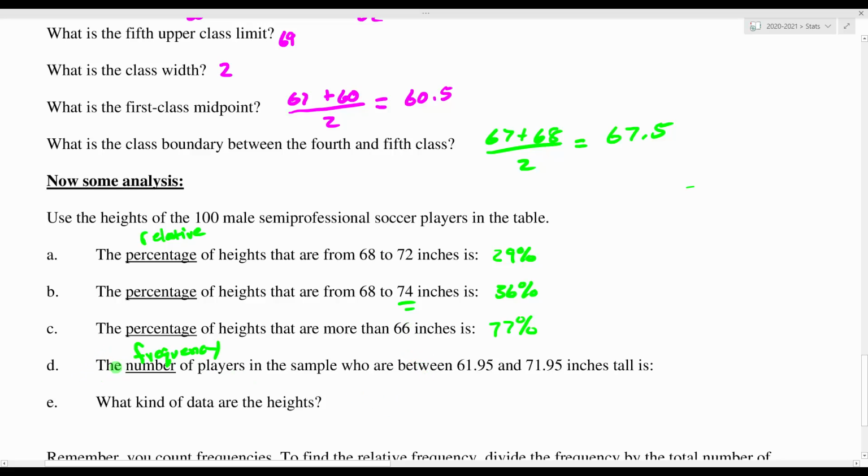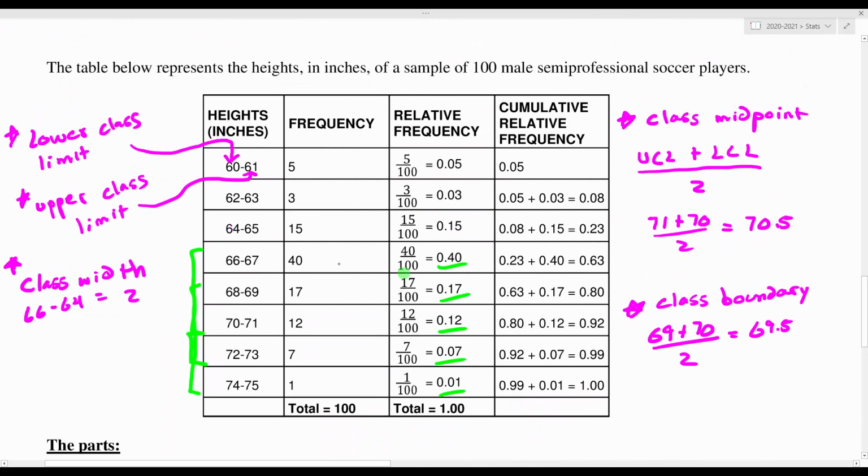All right, so continuing on here, so notice this one says the number of players, and they want to know in between 61.95 and 71.95. So let's think about our class boundaries here. 61.95 is in between our two classes here. It's in between the 61 and the 62, but it would be more than the boundary in between, right? So 61.5 would be our boundary. 61.95 would fall into this class right here. And so it would fall into that second class.